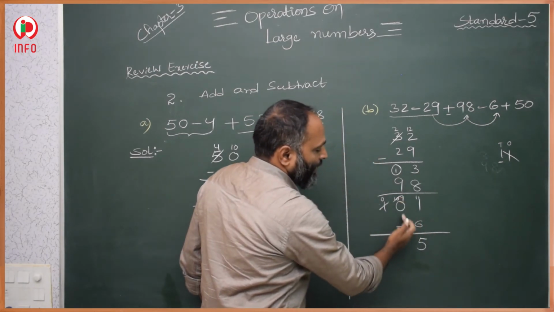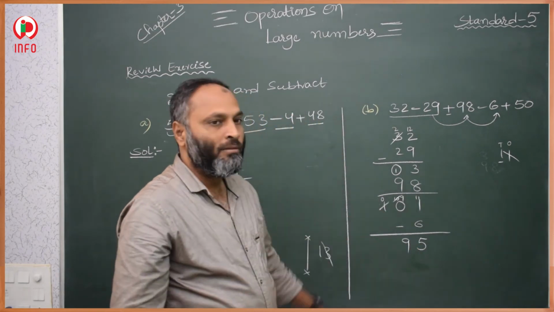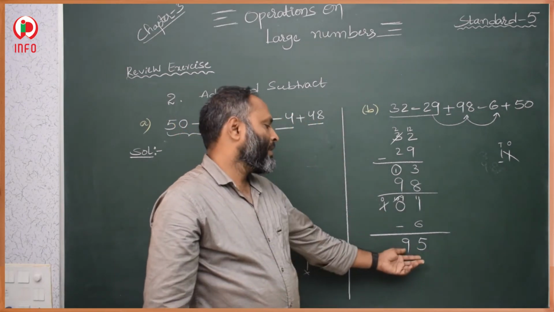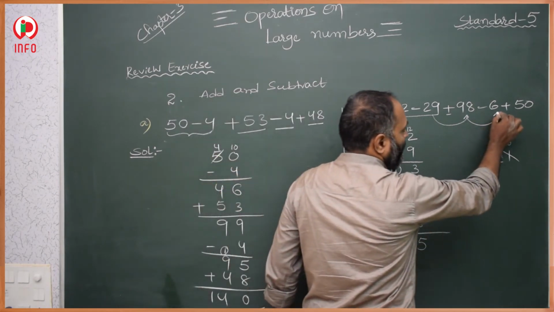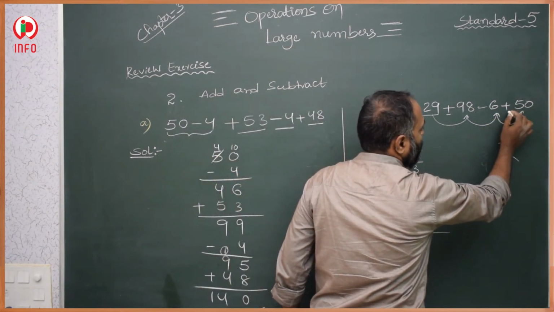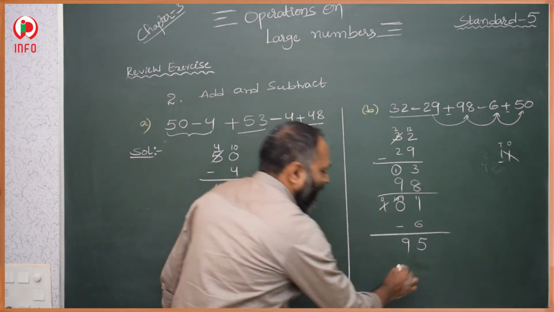Here 9 is there, nothing, no digit in this. Then 9 as it is. And here 0, no need to write that 0. That is 95. 95, again we go for plus 50. From the difference we add 50.